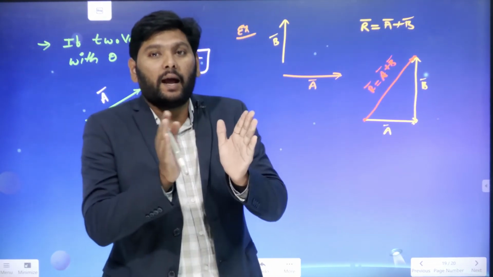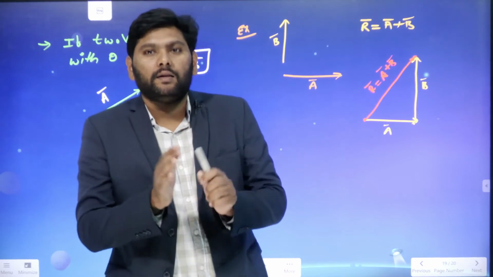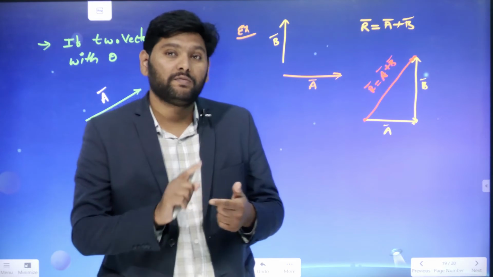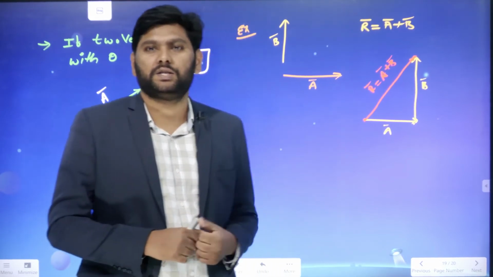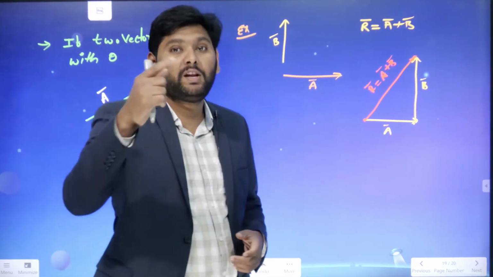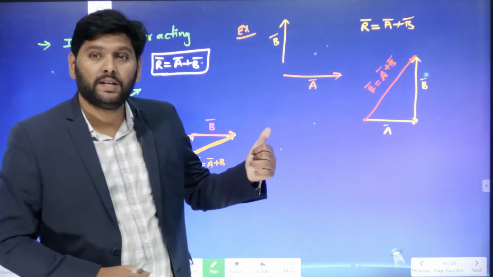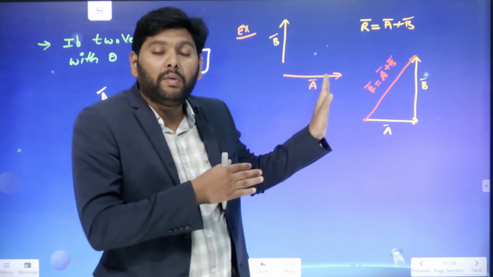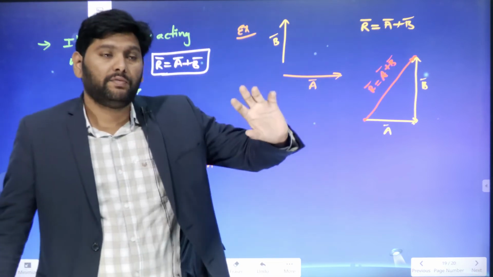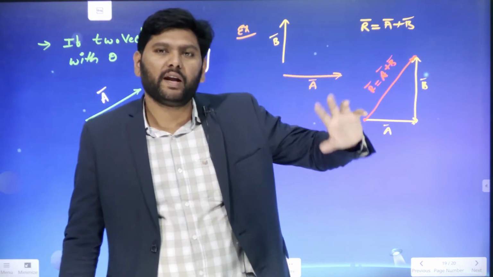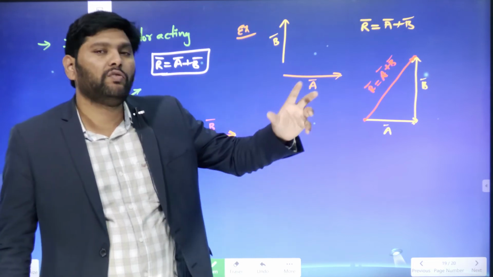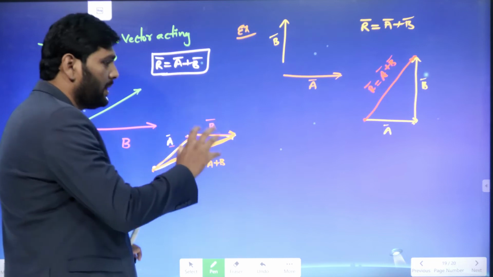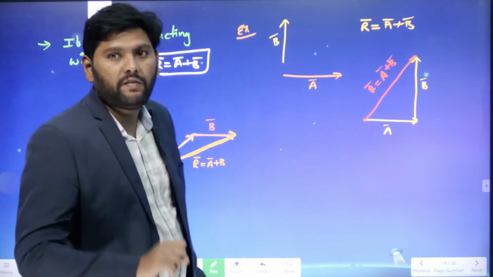Because the angle and the direction, the resultant will change. So 1 plus 1 may not be 2 in vector addition. But according to normal algebra, 1 plus 1 is exactly 2. Here it can't be. It may or may not be 2, because with respect to the angle between the vectors, the value will change. Understand? So this is the general method for vector addition.